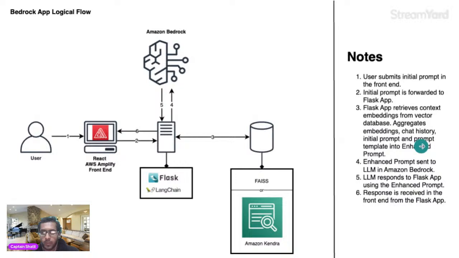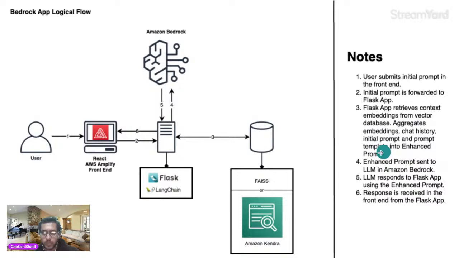Now, what it does is aggregate embeddings. Embeddings are context embeddings, basically little points. Aggregating embeddings means it just focuses on the key points. So let's say you are asking an AI app or ChatGPT to write you an assignment. It will focus on the assignment part and understand that you're talking about doing assignments. It won't have to read the entire thing, because that is very power consuming. It looks easy, but it actually consumes a lot of power. And it aggregates embeddings, chat history, the initial prompt, and the prompt template into an enhanced prompt.